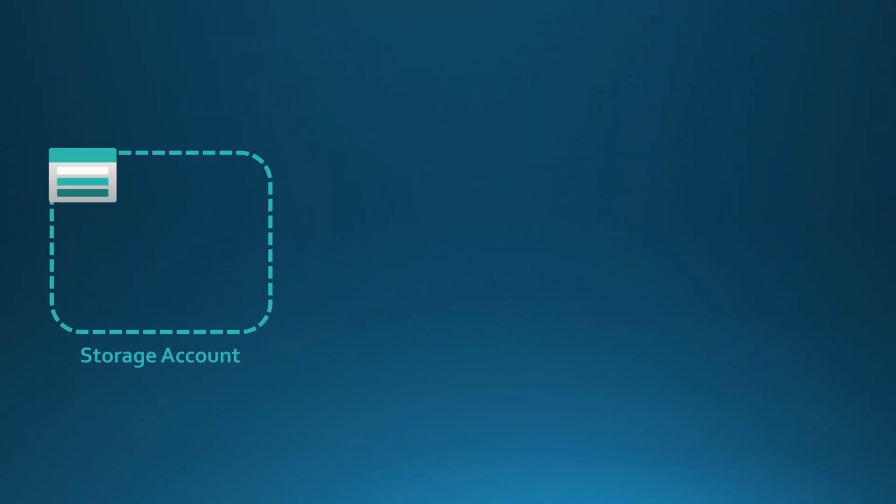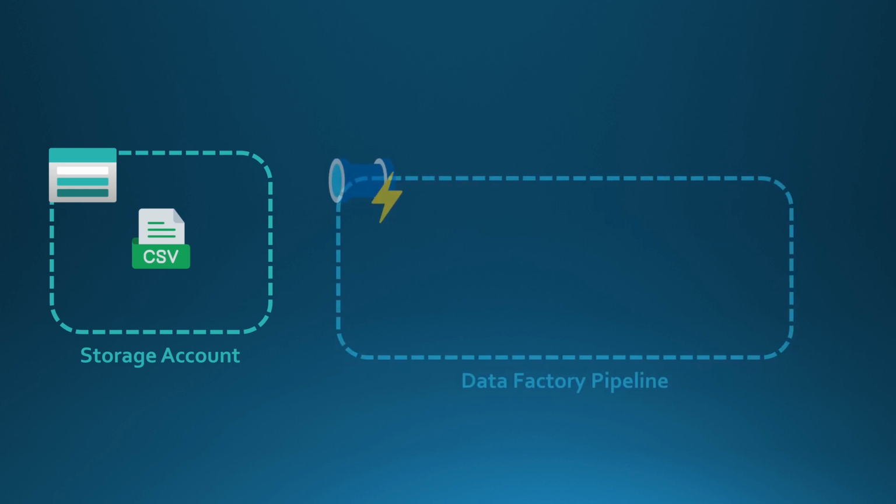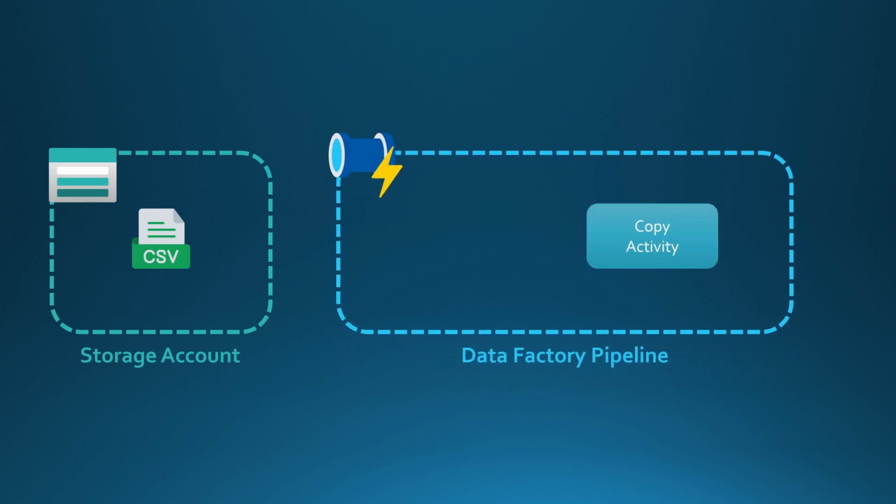Let's imagine a situation where we have a storage account. In that storage account, we have a CSV file. Then we have a Data Factory pipeline. In that pipeline, we have a copy activity that would copy the contents of this CSV file. However, we have wrapped this copy activity in an if condition, and we would only like to run this copy activity if the CSV file has been modified during the past 24 hours. How would we do this?